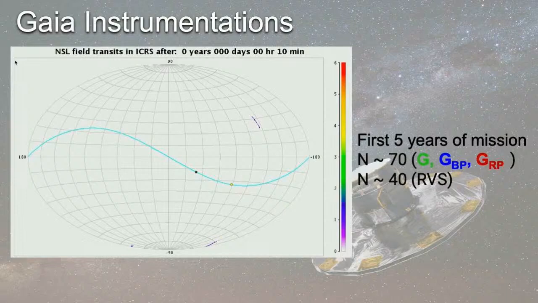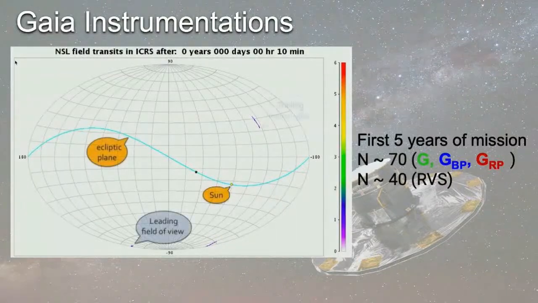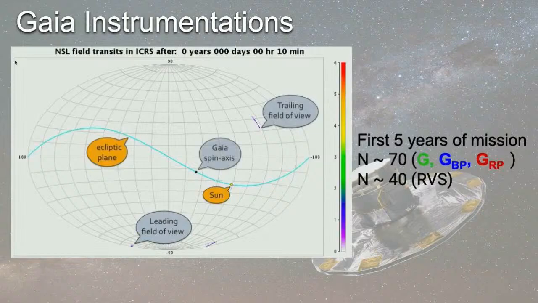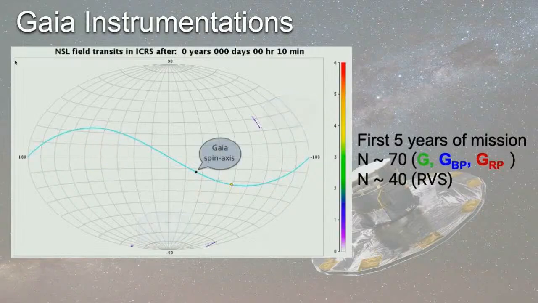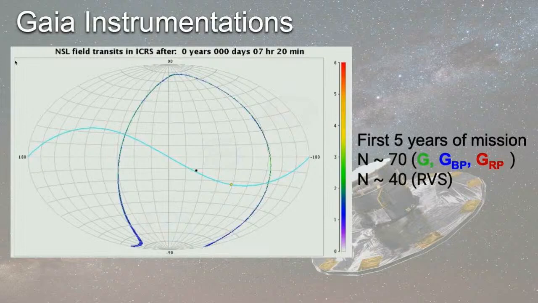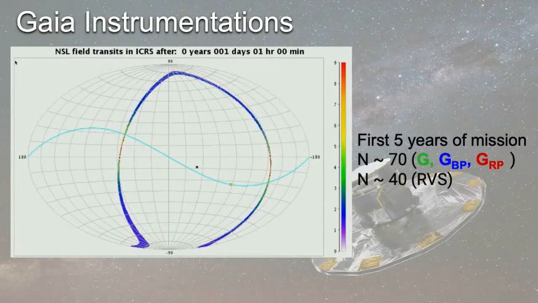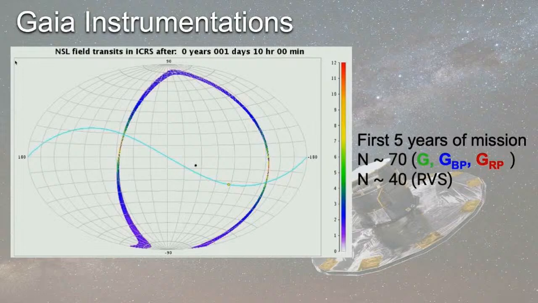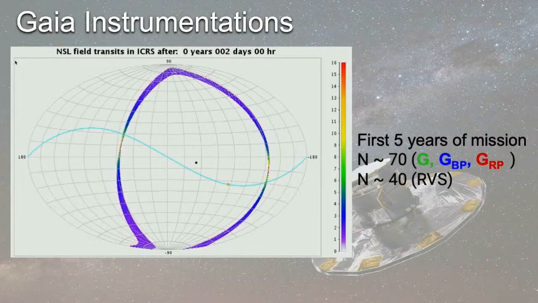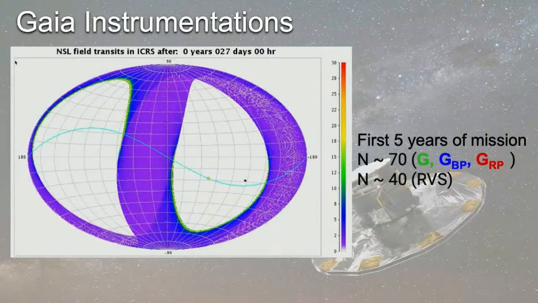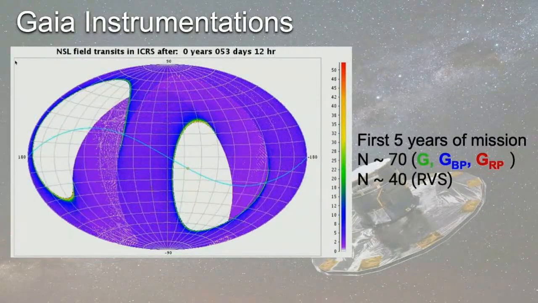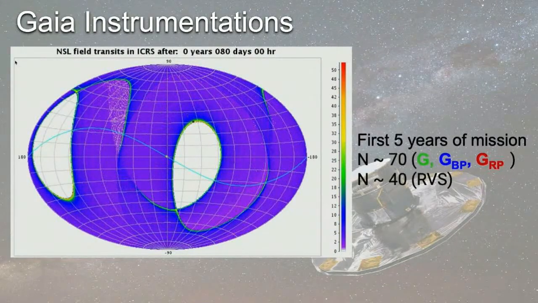Here we can see the animation of the nominal scan law of Gaia over 5 years. In the first 5 years of the mission, we have around 70 points in the light curve in G, BP, and RP bands, and 40 points in the variability.